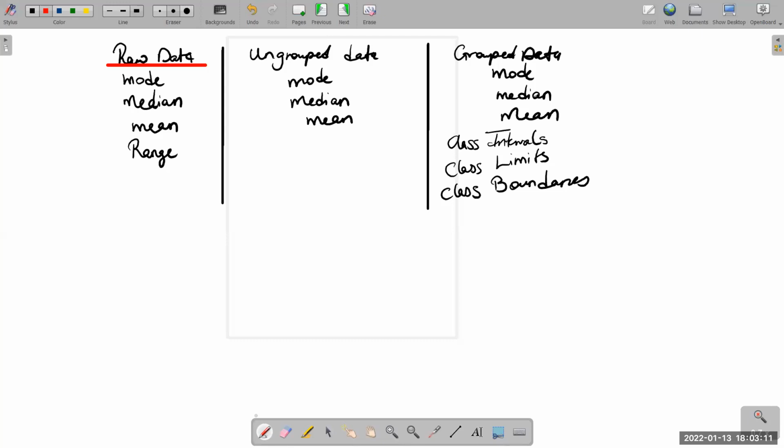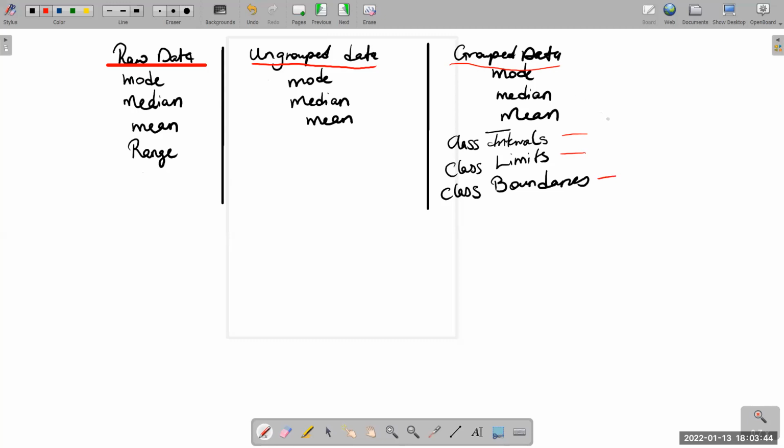So the first thing I want to do for today's class is just give you a broad spectrum of everything, how statistics is broken into. So what you would realize is that we're going to do the same topics for these three different things. So we're going to do mode, median, mean, range for raw data, mode, median, mean for ungrouped data, mode, median, mean for group data, and then we have some other entities to look at for group data.